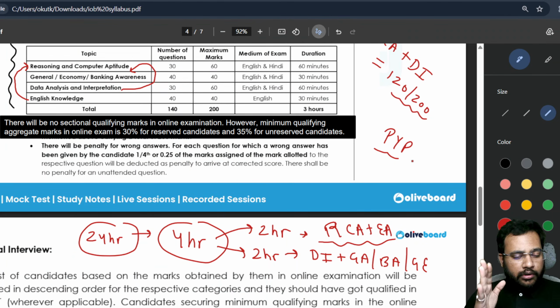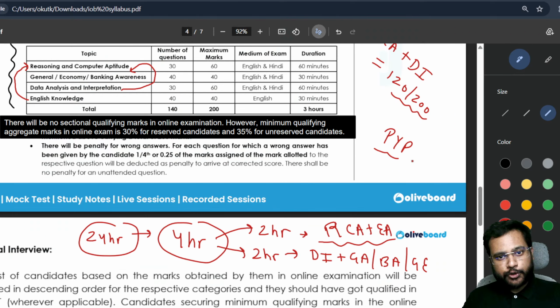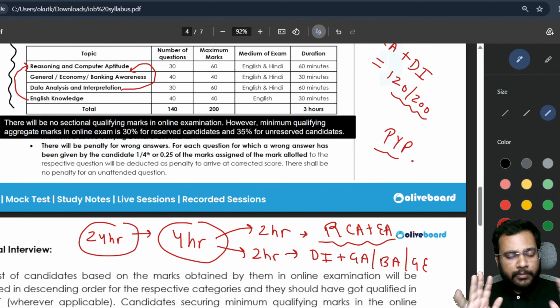Are you well versed with the general awareness? There also you have to fetch only the banking awareness and the general economy related questions or the static GK related questions. Current affairs of last year are not going to be relevant. It is common sense. It is not going to be relevant this particular year. So you are not going to practice the current affairs from the PYP.